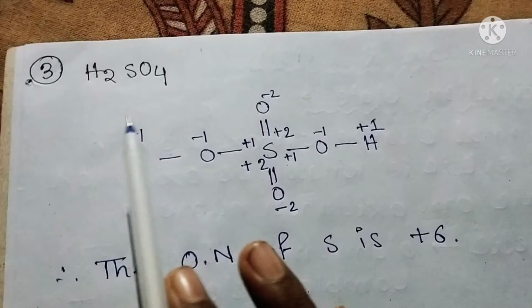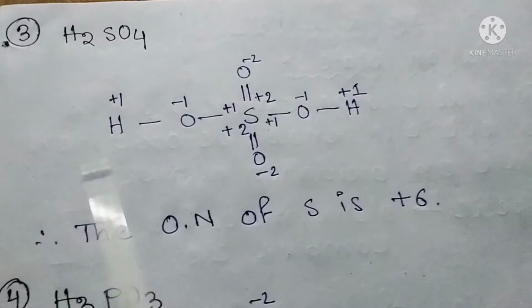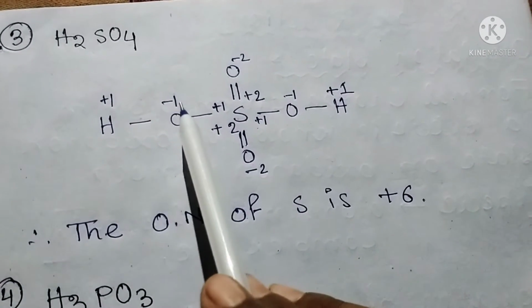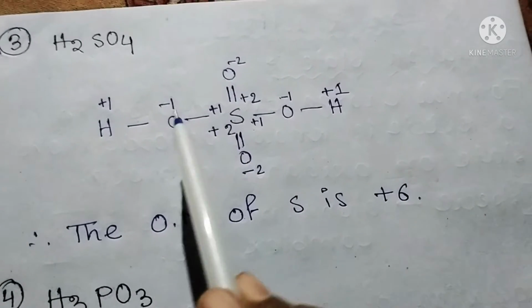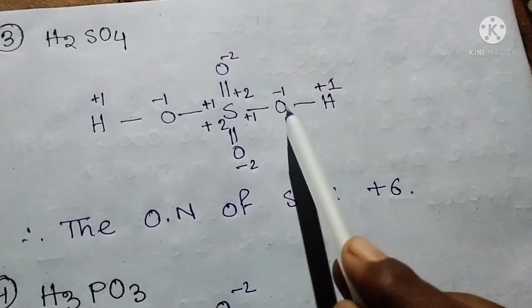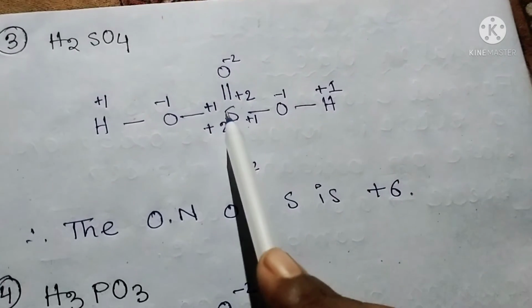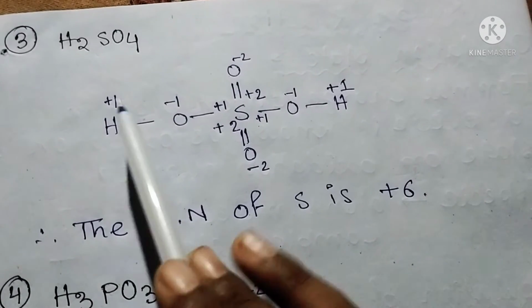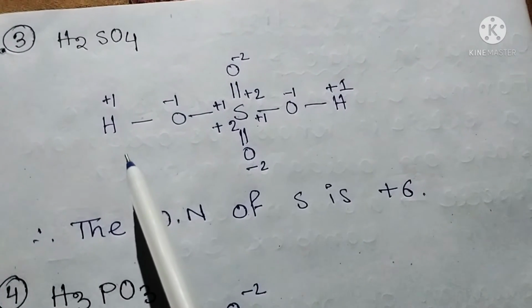Now let's see the next example. Here we take H2SO4. At first we have to draw the structure of H2SO4. So we draw the structure: S double bond O, double bond O, here single bond O, single bond H, and here single bond O, single bond H. This is the structure of H2SO4.